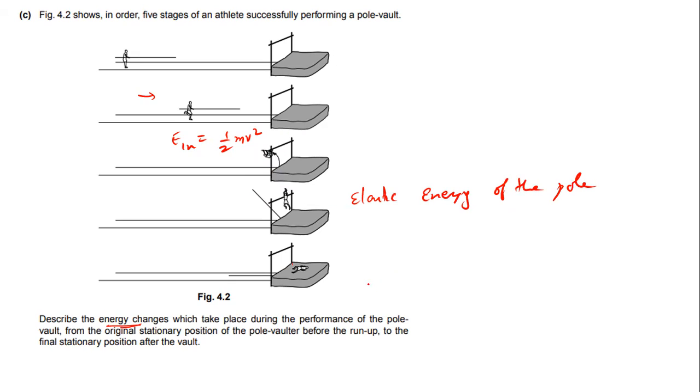After this, this again gets converted to an increase in potential energy. Then you jump the vault, and after that, you fall down. And when you fall down, potential energy reduces to 0. Is this clear?